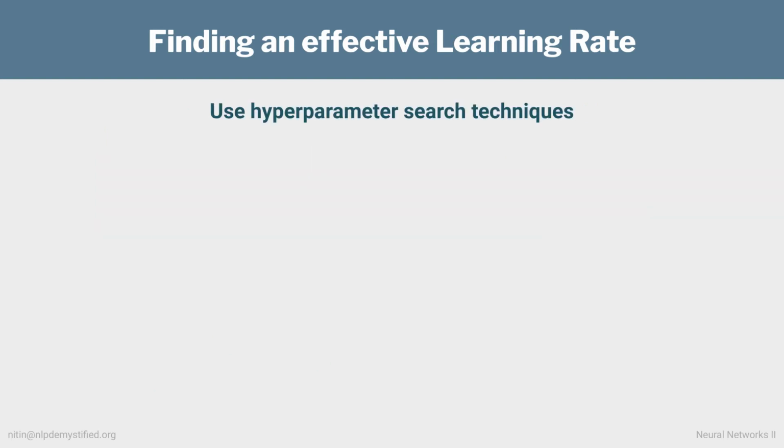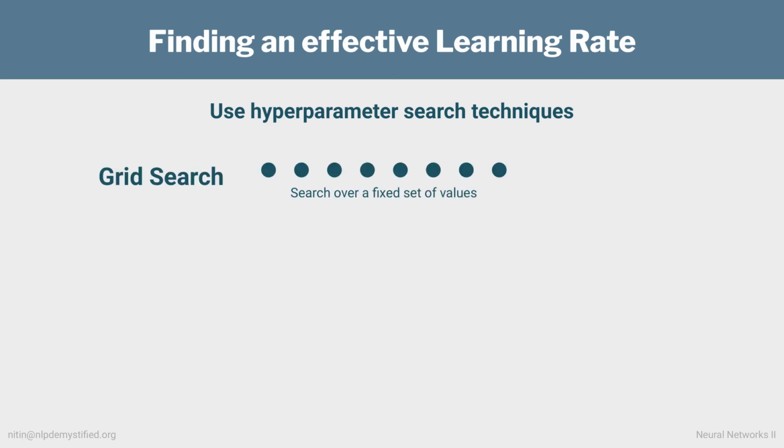One way to accomplish this is to try a bunch of different learning rates, and rather than trying them manually, we can use some hyperparameter search technique like we did in part 1. There we used grid search for our naive Bayes text classifier, which simply tried a fixed set of values and let us know which one worked the best. This is straightforward and intuitive, but if we have a large set of hyperparameters to search over, grid search can be time-consuming and inefficient.